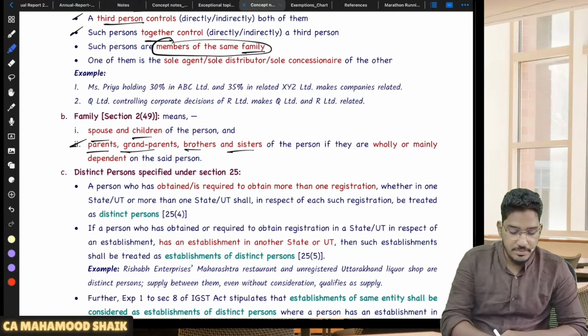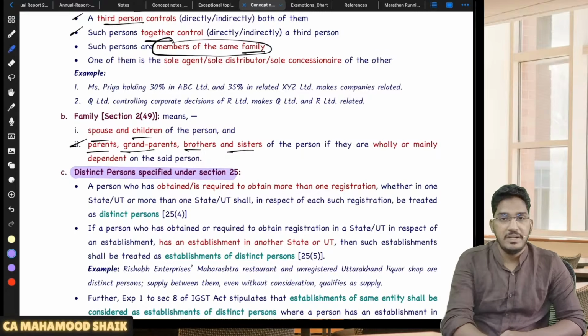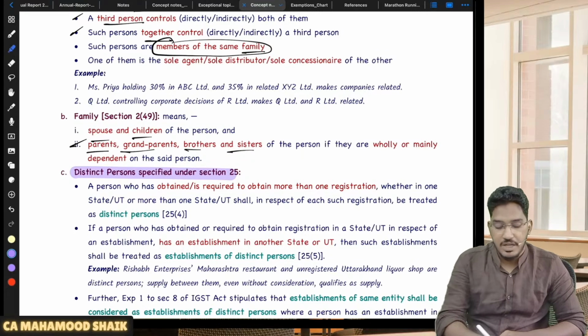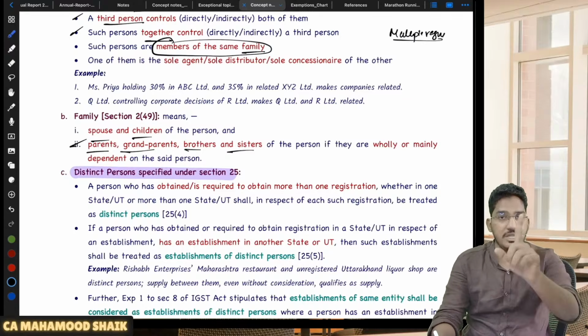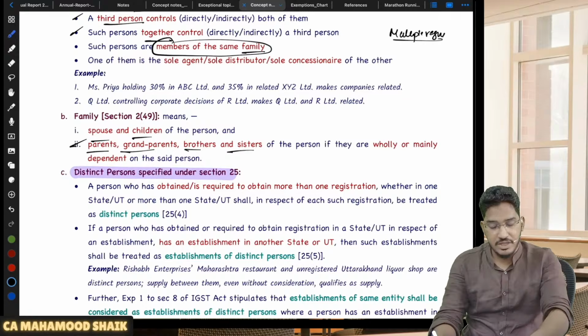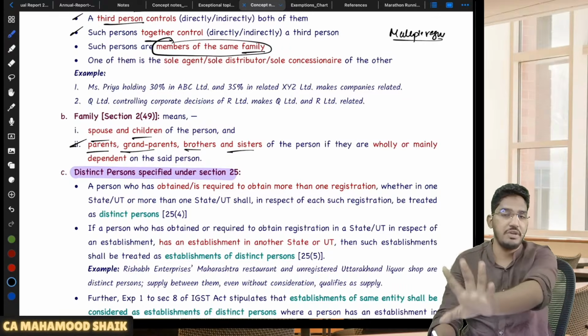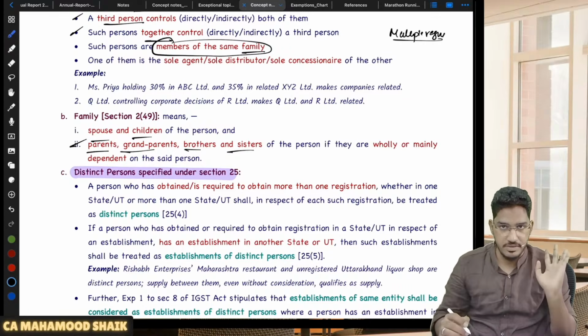Then one more important concept here, distinct person. Sir, what do you mean by distinct person under section number 25? Very simply, if I have to put it, if there are multiple registrations under the same PAN, either within the same state or union territory or in a different state or union territory, you will be deemed as distinct persons.